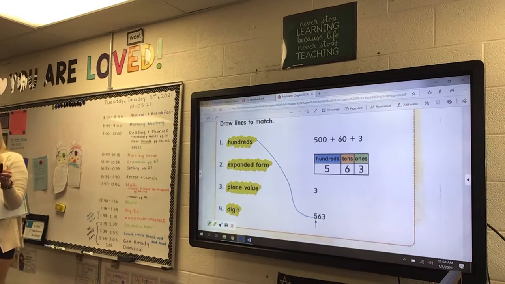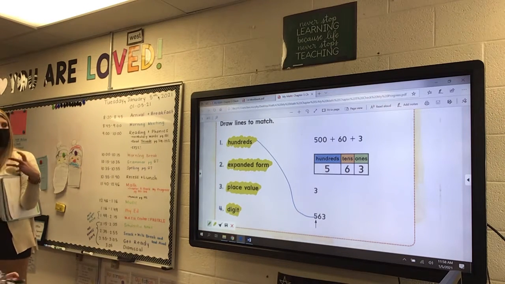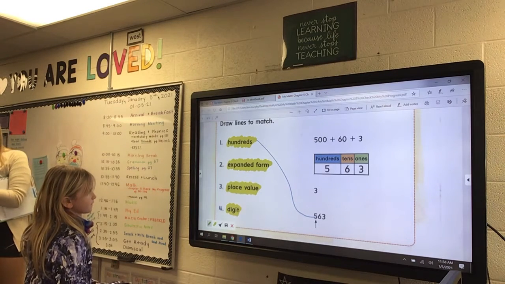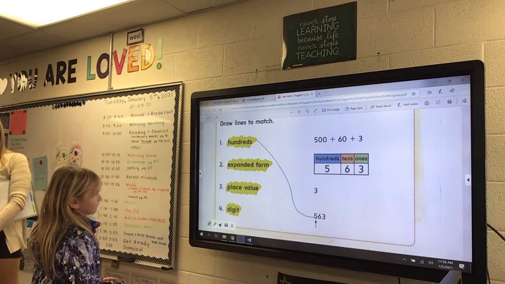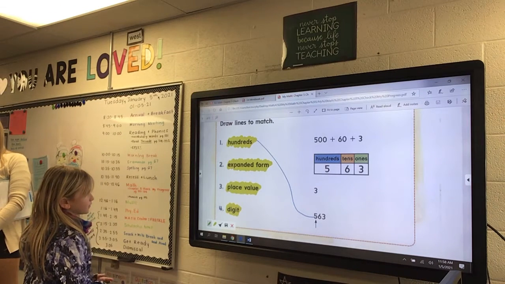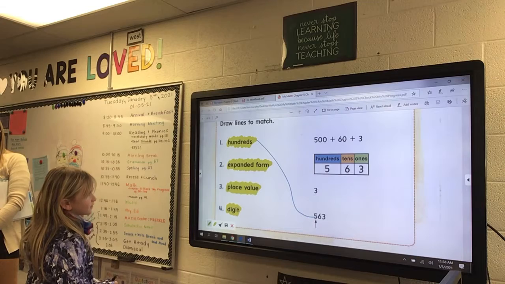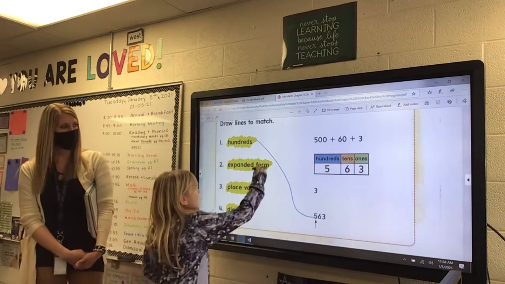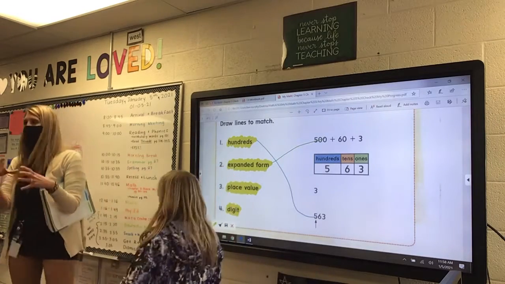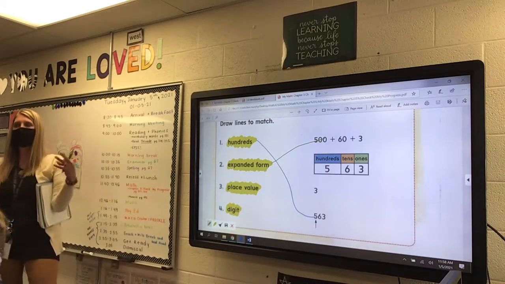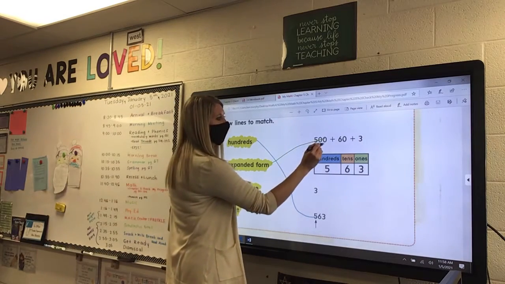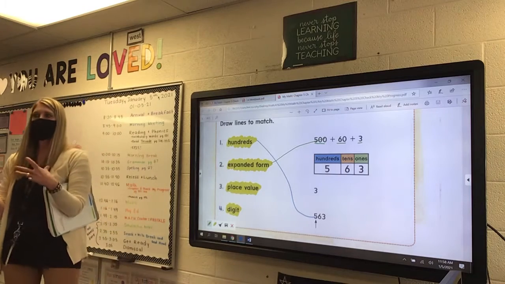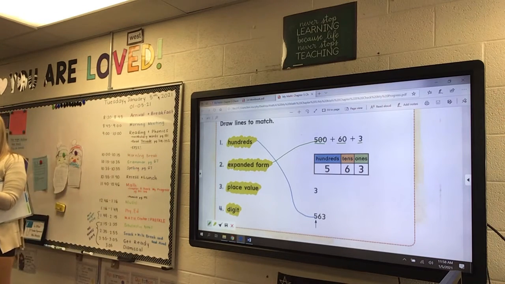Which one is expanding that number? It's making it bigger. Expanding it, or making it bigger. Yes, good job. So for 563, we're going to stretch it out. We got 500, and then we're going to add 60 to it, and then 3 to it to make it 563. Yeah, we expanded it.